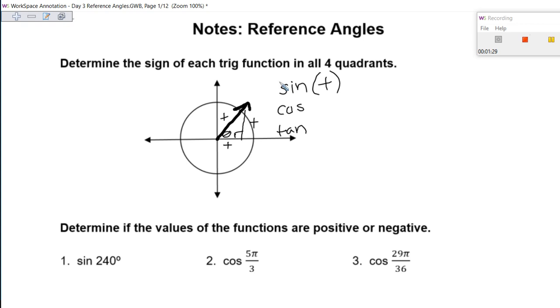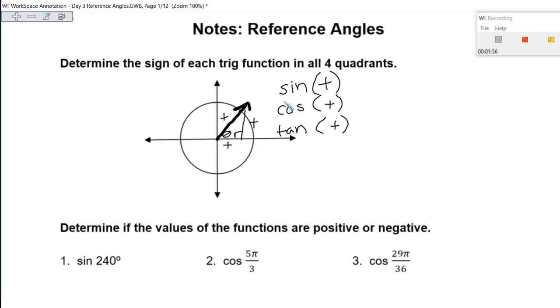Now for cosine, cosine is adjacent over hypotenuse. If the adjacent side is positive and the hypotenuse side is positive, then a positive over a positive, the cosine value would have to be positive. And tangent is sine over cosine. So if the sine is positive and the cosine is positive, that means the tangent would also be positive.